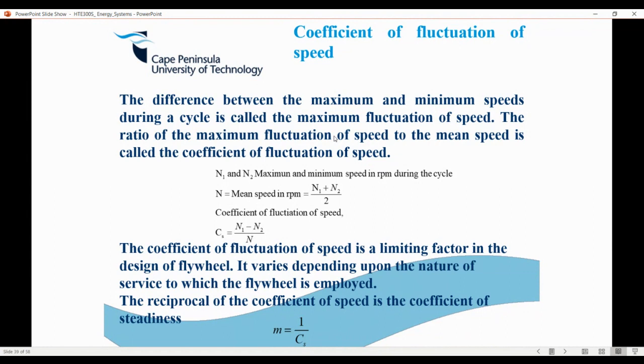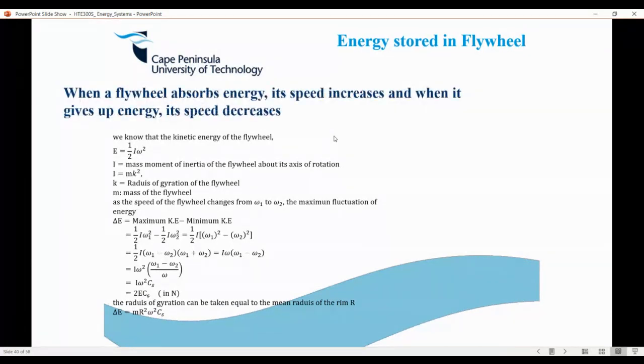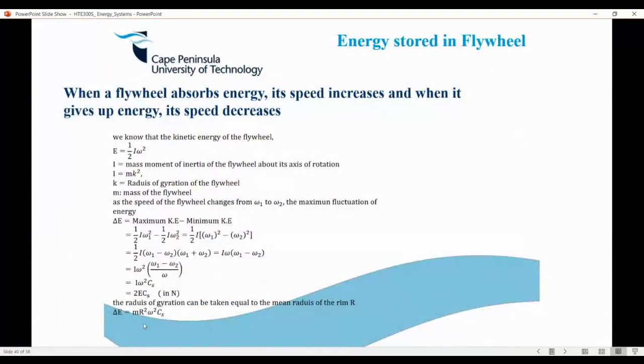So let's say the coefficient of fluctuation of speed is a limiting factor in the design of a flywheel, and it varies upon the nature of the service into which a flywheel is employed. The reciprocal of the two is just what? It's just a coefficient of steadiness. We don't really talk about that a lot, but just be aware that there's something called the coefficient of fluctuation of speed. What's important here is that we've got a model there, and that model is change in E equals m r squared, omega squared, CS.